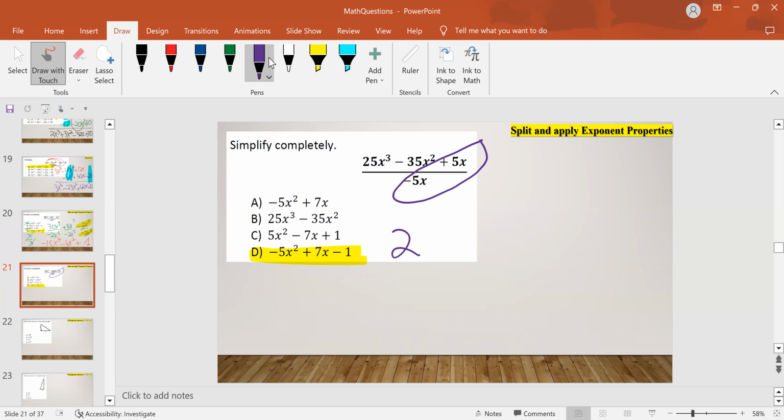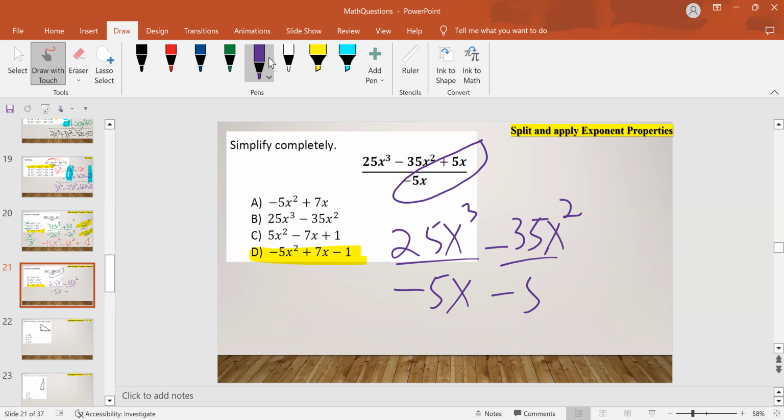Okay, let's split. We have 25x cubed divided by negative 5x minus 35x to the second power divided by negative 5x plus 5x divided by negative 5x. So here we will say, oh, this and this cross out. But remember, positive divided by negative is negative, so you have a negative 1. And cross out here means you have a 1. So positive divided by negative, that's why we have a negative here.